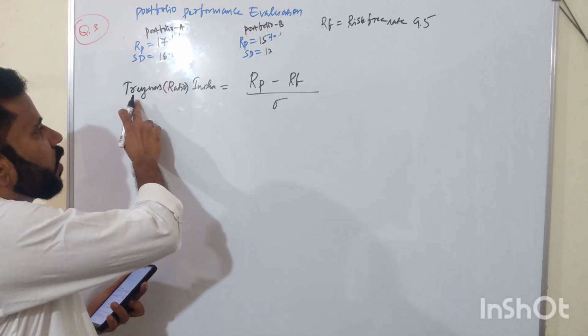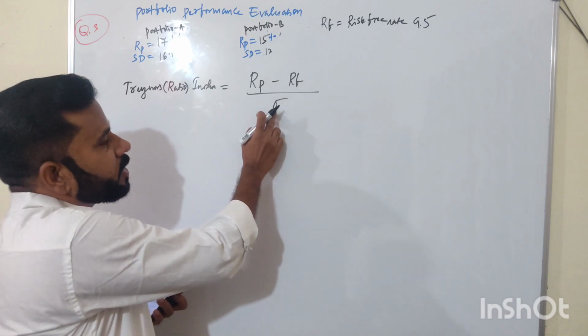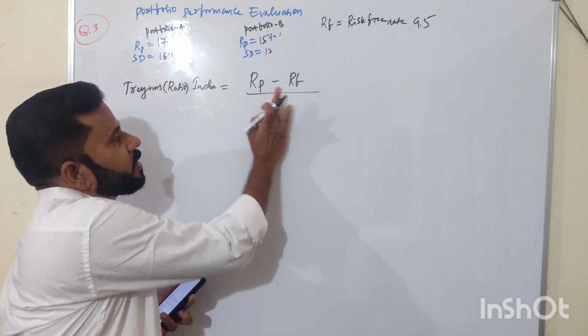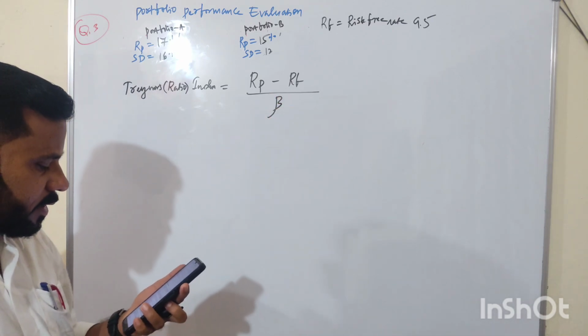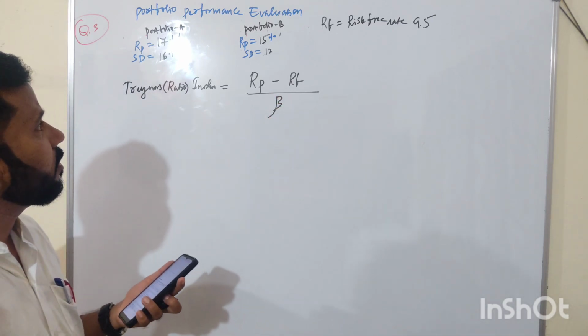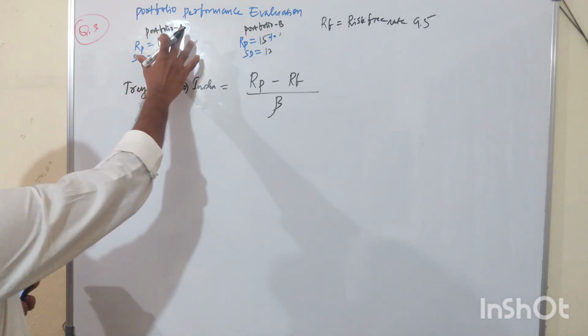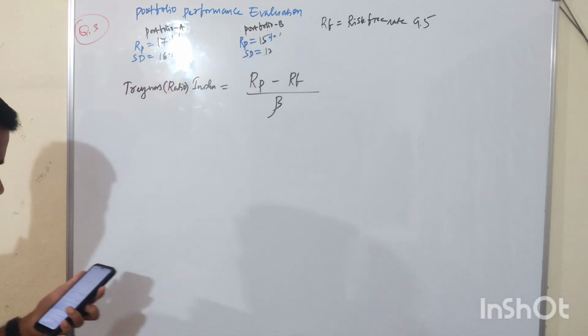No, while calculating Treynor's index or Treynor's ratio, we should not take the standard deviation. Instead of standard deviation, we should use beta. Yes, this beta information is given in the problem. So first let's take all the given information here.